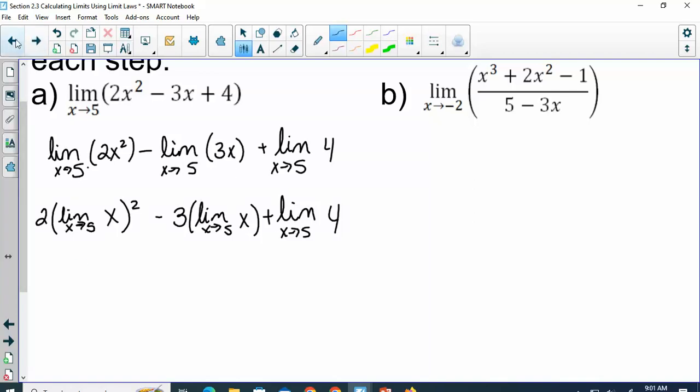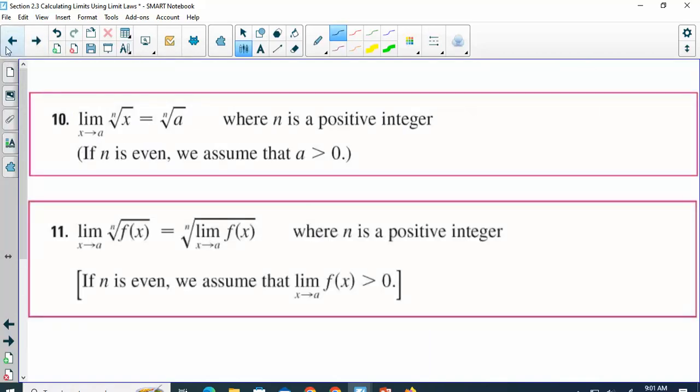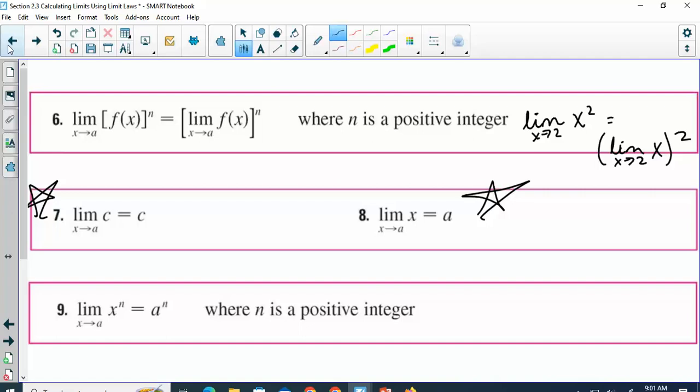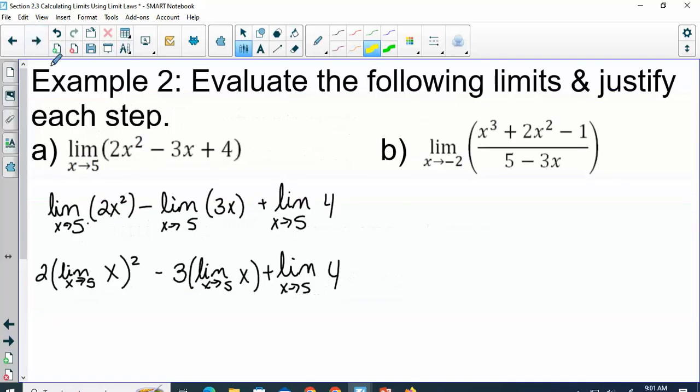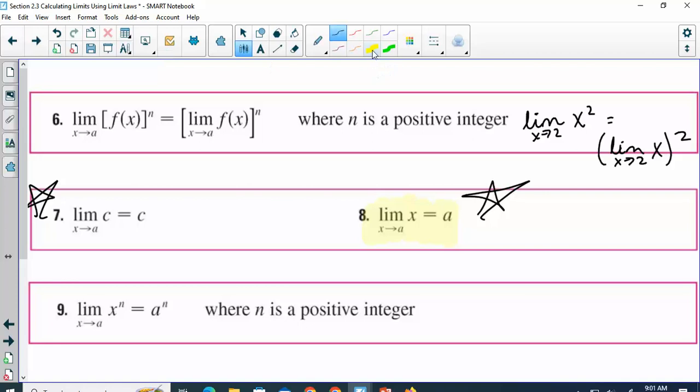Because we had a rule Friday that said if you have the limit as x approaches a number of x, it's just that number. So this turns into 2 times the limit as x approaches 5 of x, which is now just 5 squared, minus 3 times the limit as x approaches 5 of x, which is just 5, plus the limit as x approaches 5 of 4. The limit as x approaches a number of a constant is the constant.